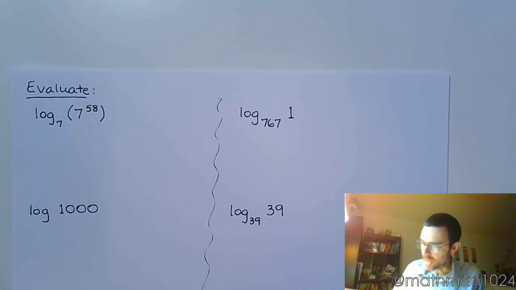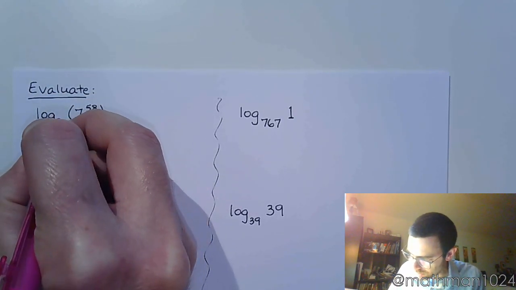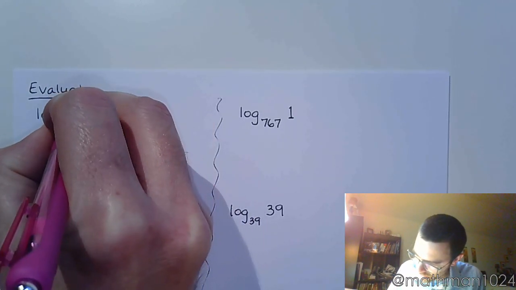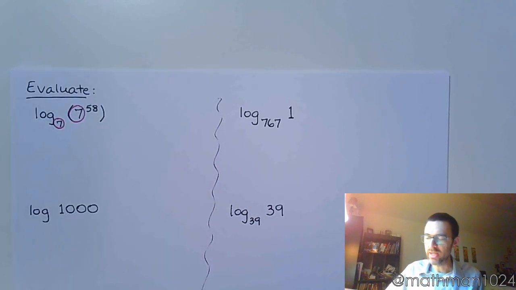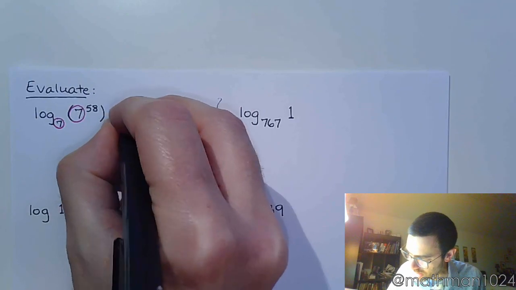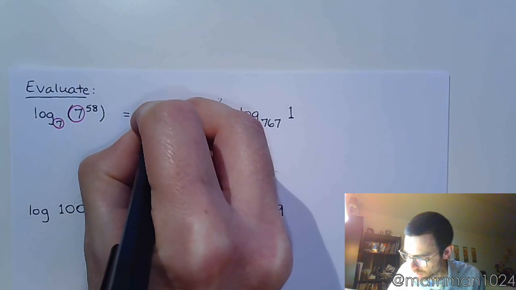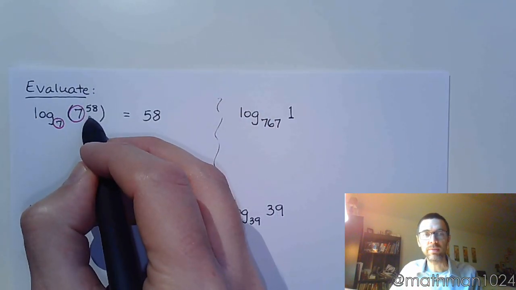In this example, the base of the logarithm is the same as the base of the expression inside. And if those guys are the same, there's that theorem on inverses which says it's just going to be the power of this guy on the inside.